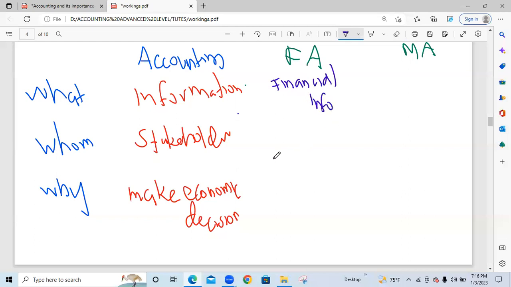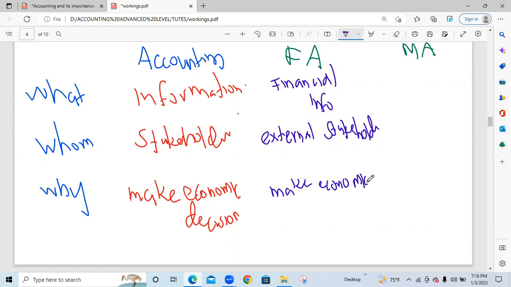To whom does it provide? External stakeholders. Why? The why is the same for everything: to make economic decisions. The word economic means the decision you make should give you higher benefits than the cost you incur to make that decision. You should get a higher return.